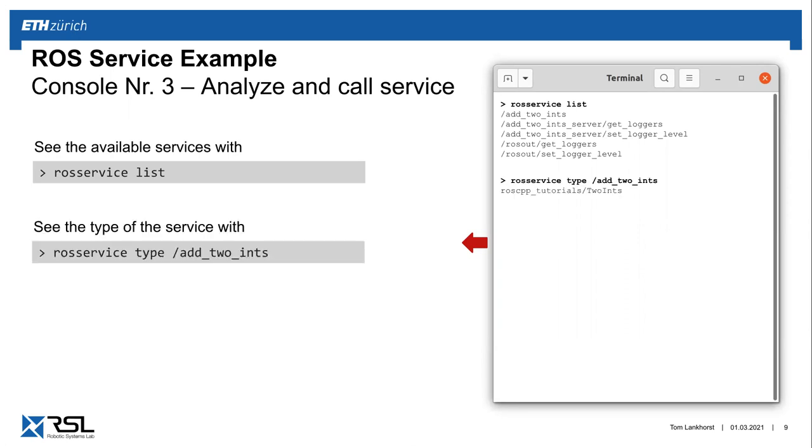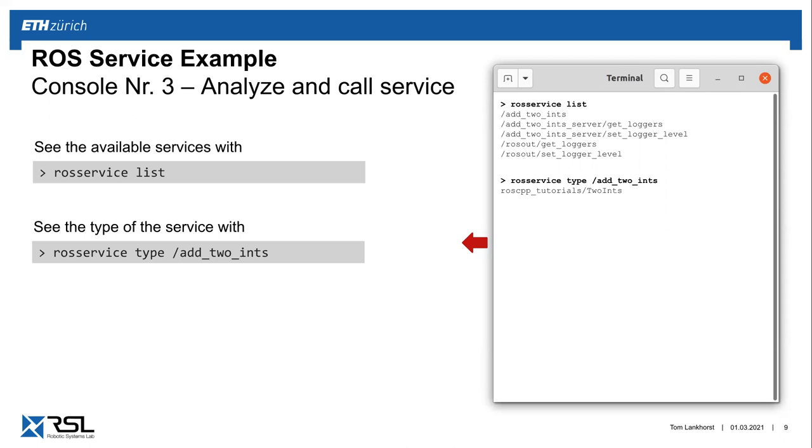The second command that's useful is the rosservice type command. This will return the type, or the service definition name, of a specific service. If we execute this rosservice type command on the add_two_ints service name, it will result in the roscpp_tutorials/TwoInts, which is the name of the service description.